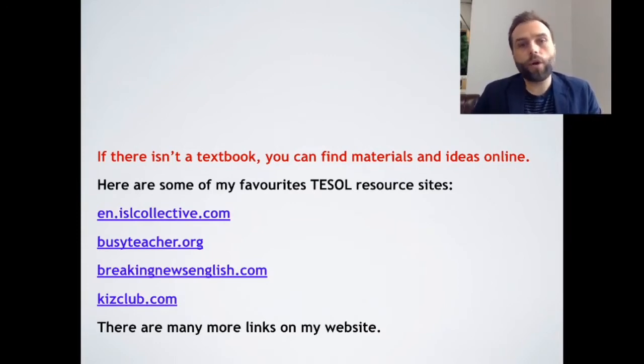Similar to ESL Collective is another website called busyteacher.org. This is quite similar to ESL Collective. The range and amount of materials is a bit smaller, but it's a similar kind of site. And I think that with this one, you don't need a login. Both of those sites are free, and they both have quite advanced search features. You can search keywords, but you can also search things like level and focus, like grammar or vocabulary or reading skills and so on. Those two are my favorite general resource websites.